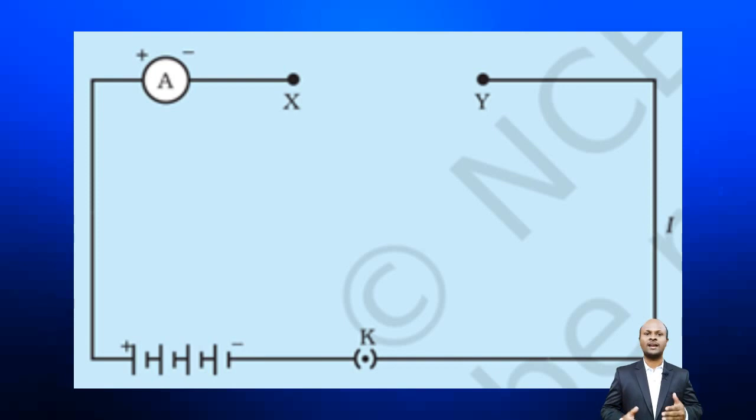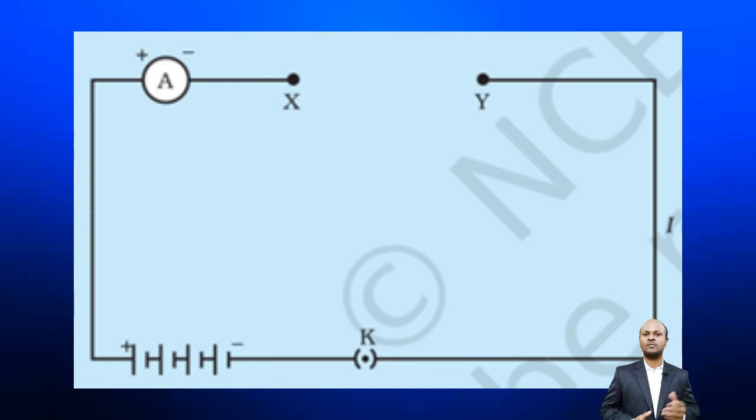Set up the circuit by connecting 4 dry cells of 1.5 volts each in series with the ammeter, leaving a gap XY in the circuit. Complete the circuit by connecting the nichrome wire in the gap XY. Plug the key and complete the circuit so that the current flows in the circuit. Note down the ammeter reading.